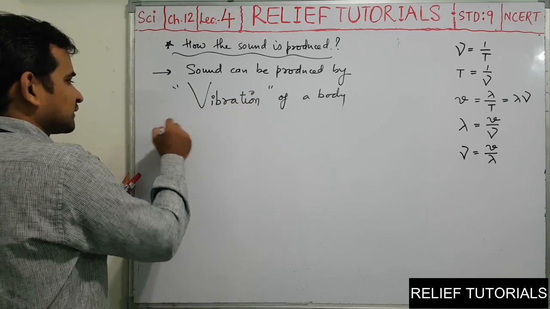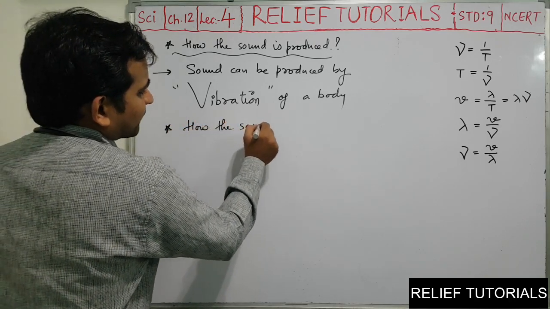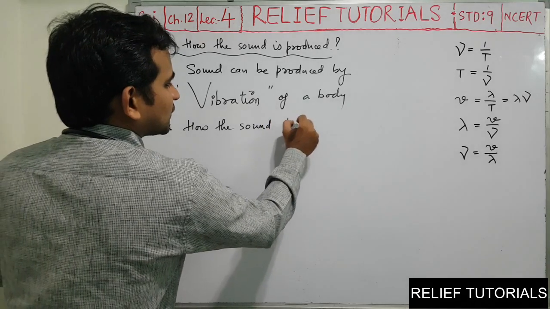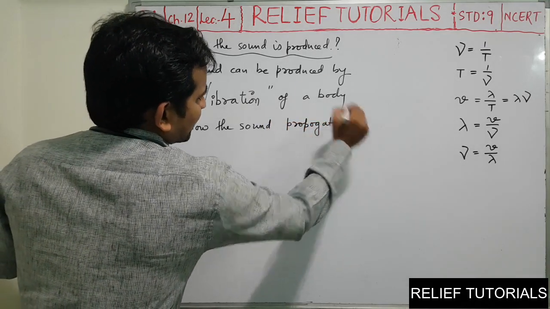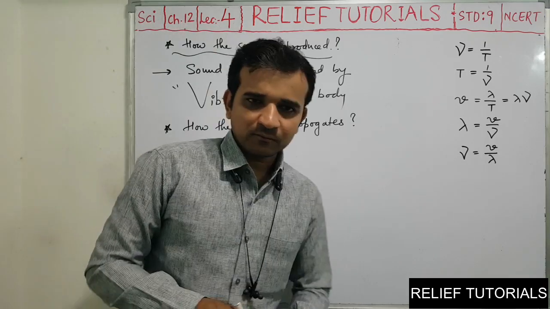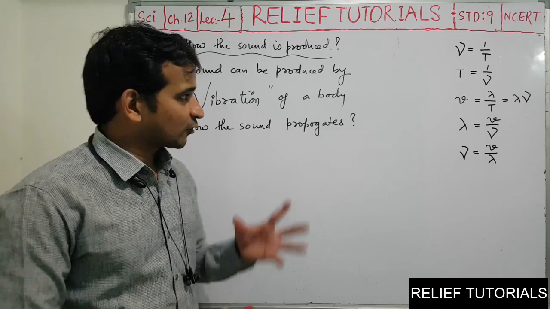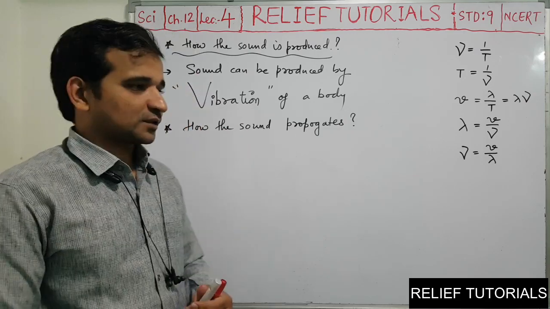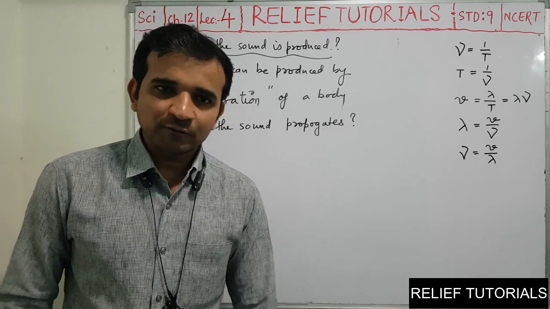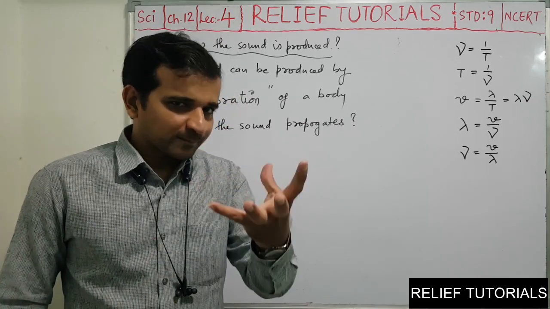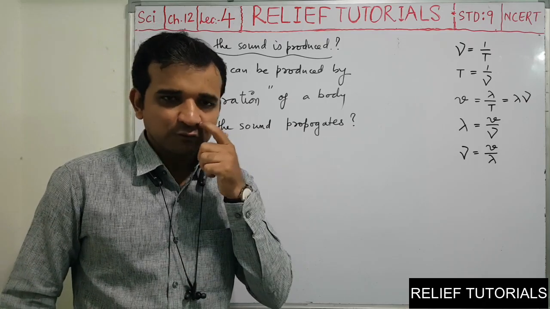The second question to discuss is how the sound propagates. In the very first lecture we discussed that we are going to solve all these questions. You are sitting on the first bench and your friend may be on the third or the fourth bench. So you speak, which means your vocal cords start vibrating. So you are the producer of sound.